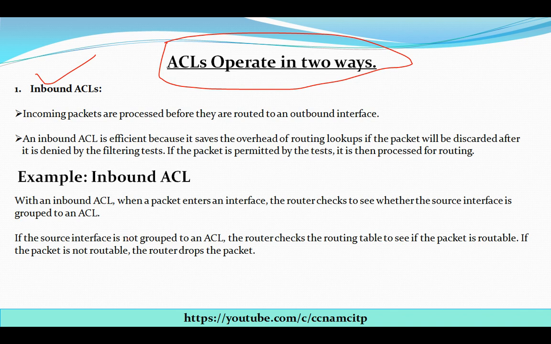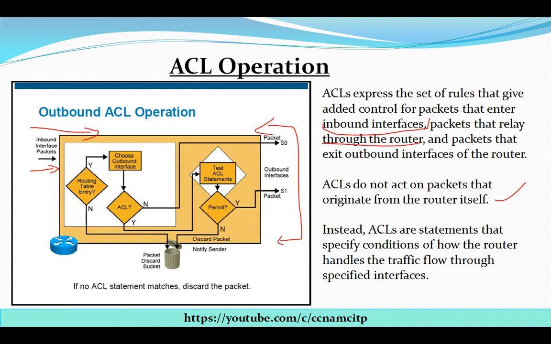Now, if the source interface is not grouped to an ACL, the router checks the routing table to see if the packet is routable. If the packet is not routable, the router drops the packet. As I told you, there is a routing entry here, and one ACL is here, so the router will check whether it belongs to that routing table or can be routed or not. If it is not, then it will be discarded. If it is forwardable, it will go like this, as you can see here. If not, then it will go to this test ACL again, permit or not, and discarded.